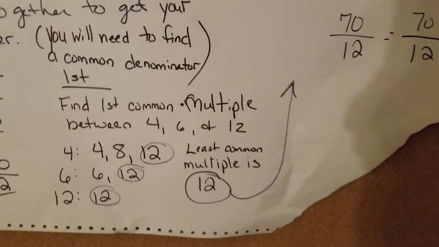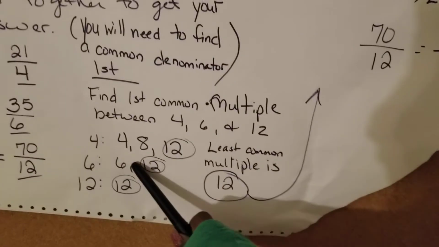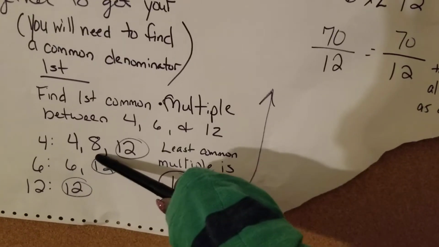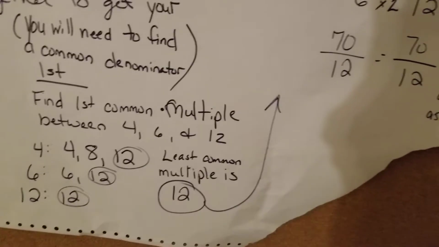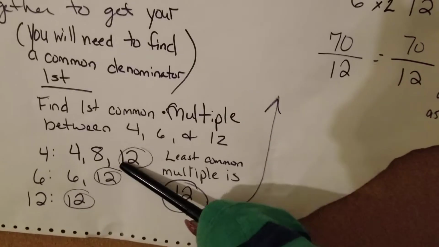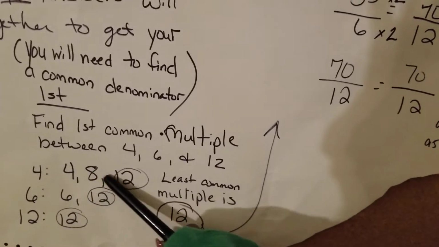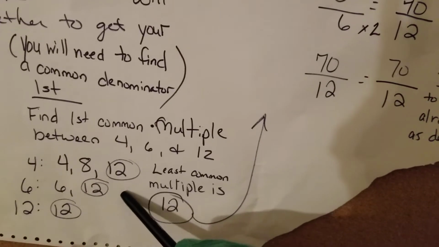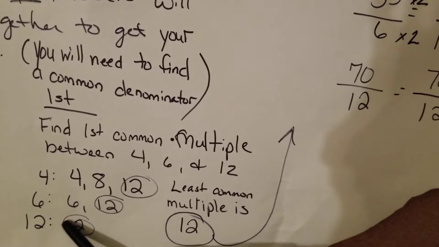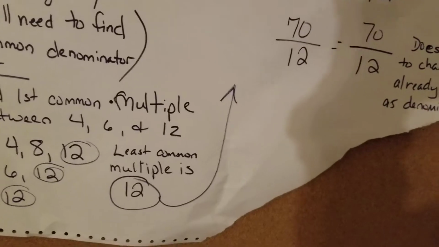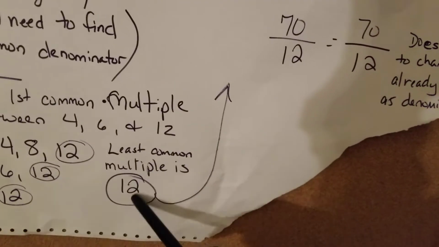You find the least common multiple by listing the numbers until you find the first number that is the same between the three numbers. So I listed my multiples of 4, which I end up stopping at 12 for 6 and 12. 12 is already there, so it stays the same. So my least common multiple is 12.